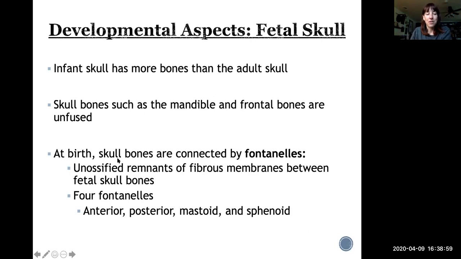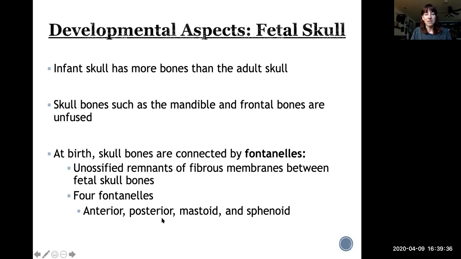Yeah, so all of the skull bones, instead of being connected by sutures like you have in an adult skull, are connected by fontanelles, which are unossified, so not bone, they're fibrous connective tissue membranes between the bones. So the bones of the skull are kind of floating, and then you've got these little soft spots on the baby's head, which are fontanelles, and they fuse eventually to form bone.